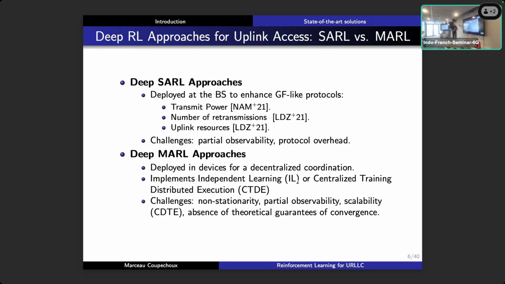Now, if I look at reinforcement learning, we can again classify the schemes. You have single agent reinforcement learning, where a single decision maker makes the decisions in the network. Usually you have to deploy this at the base station. In the literature, it has been heavily used for grant-free-like protocols. For example, you can adapt the transmit power. This is a kind of action you can take. Adapt the transmit power, adapt the number of retransmissions, decide which uplink resources will be used and so on.